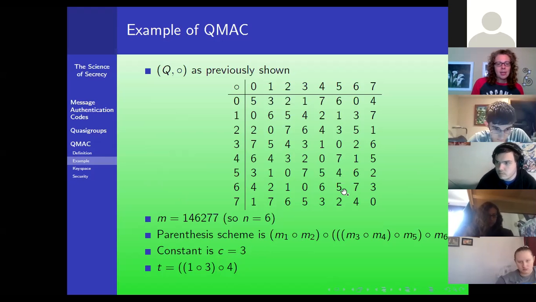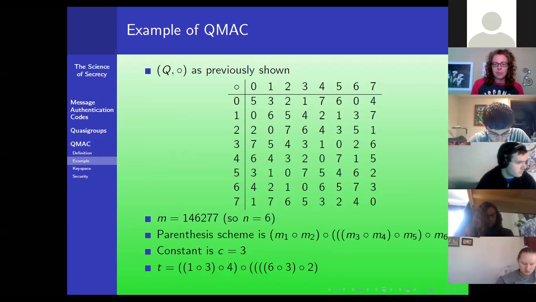And then there's another innermost multiplication, M3 circle M4. There's another innermost multiplication there. So I got to replace that one with M3 circle C circle M4. Okay, I got to replace that one. And then we've got the last two, circle M5, circle M6.